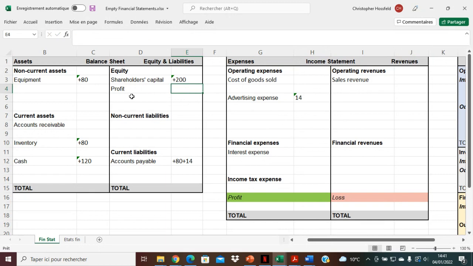But that means the income statement is nothing else than a detailed account of this one line here in equity that is called profit. So it's the same thing as putting minus 14 in profit or putting an expense of 14 in the income statement. It's the same thing. It's just presented differently. No? Okay, so far so good.